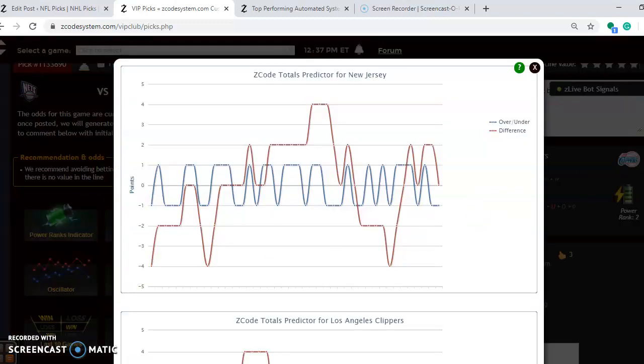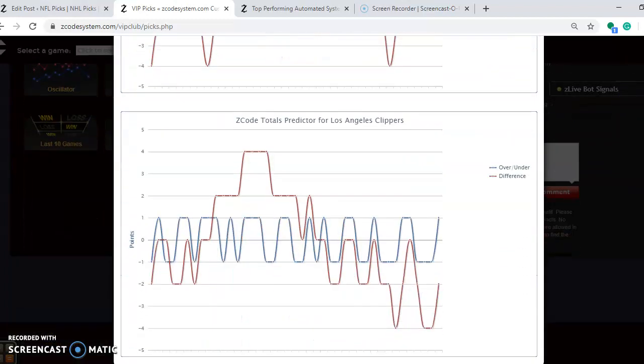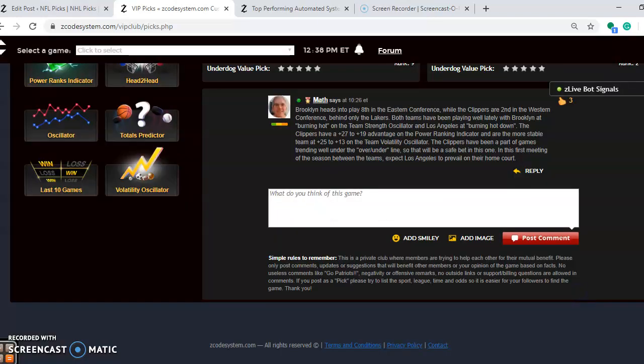And we take a look at the over and under. You can see that New Jersey is playing in games trending a little bit over the line, but look at this. The Clippers are playing in games trending a little bit farther under the line, so you might want to avoid the over under since they're on opposite sides of the line, but you might want to go with the under. I would not bet the over. You might want to bet the under in this one.